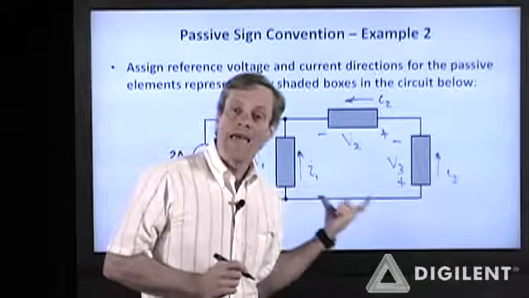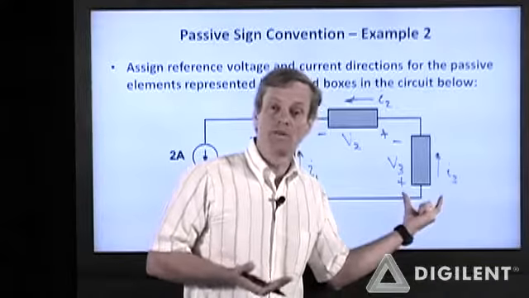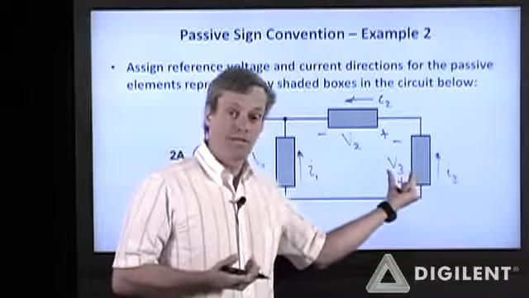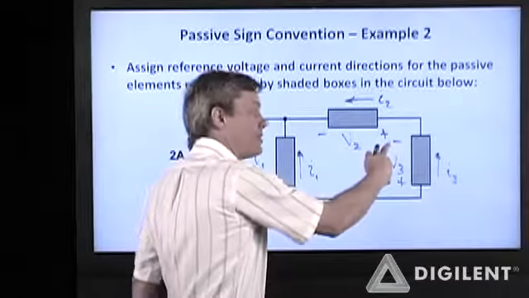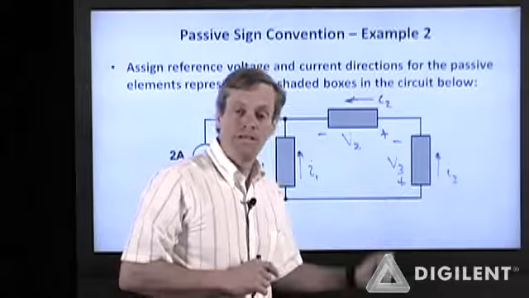Then later, when I analyze this circuit, I just know how to interpret positive versus negative results. If V3 turns out to be a negative number, it just means that the voltage is higher at the upper node than it is at the lower node.